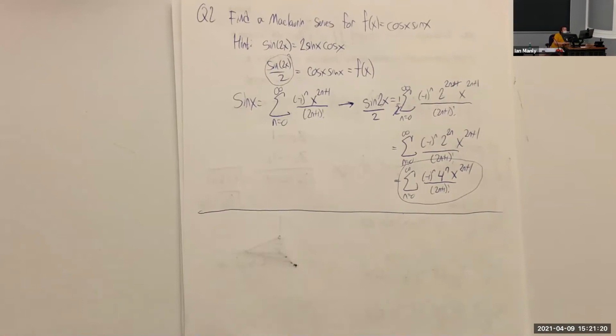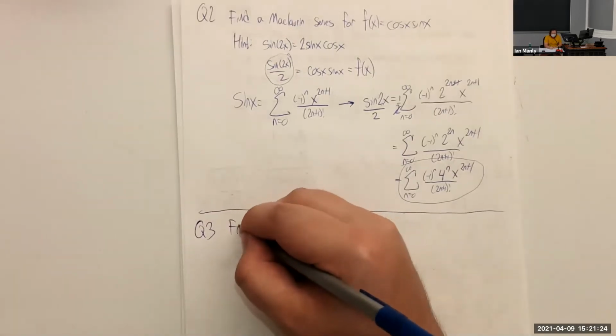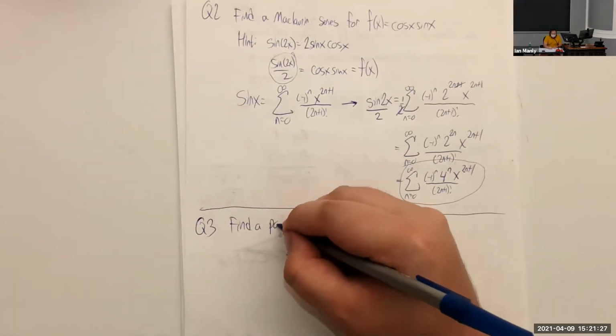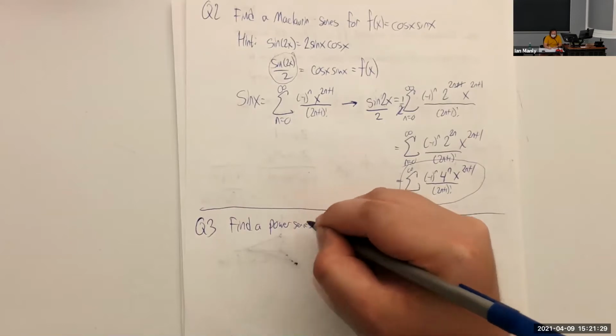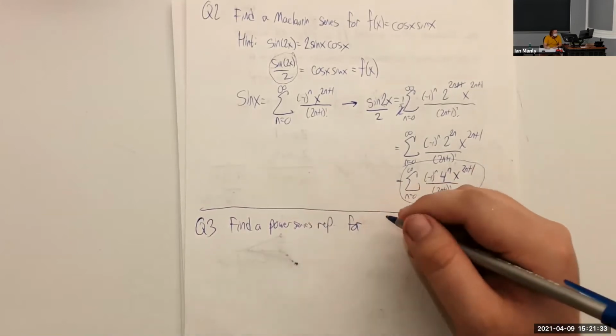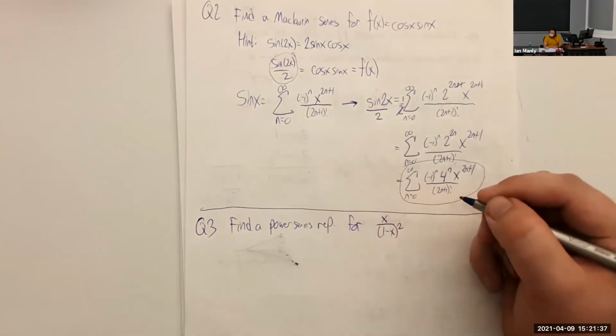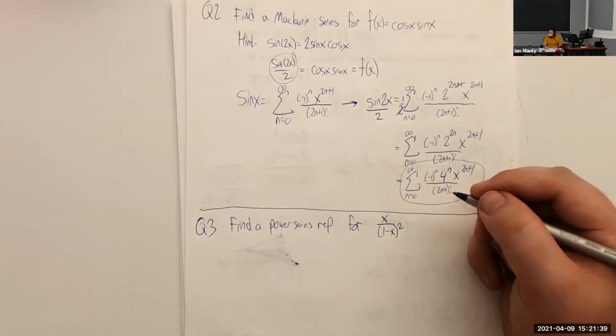Next one. Let's see. Question 3. Find a power series representation for x over 1 minus x squared right here.